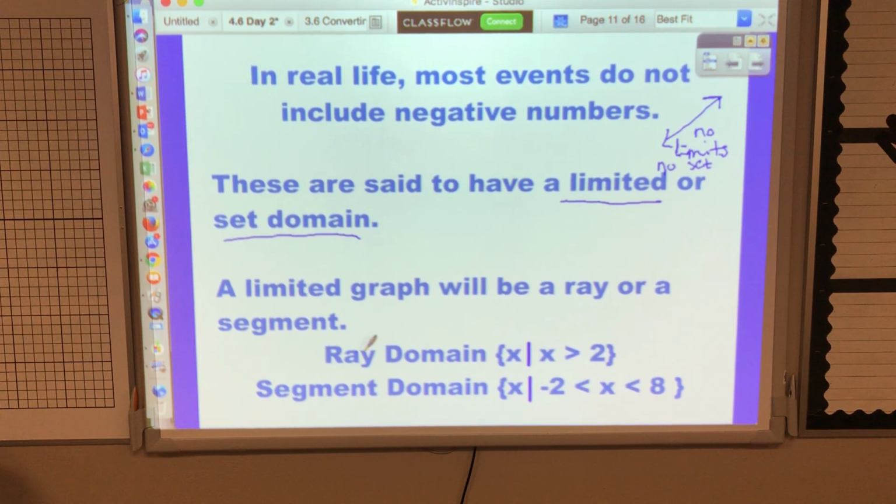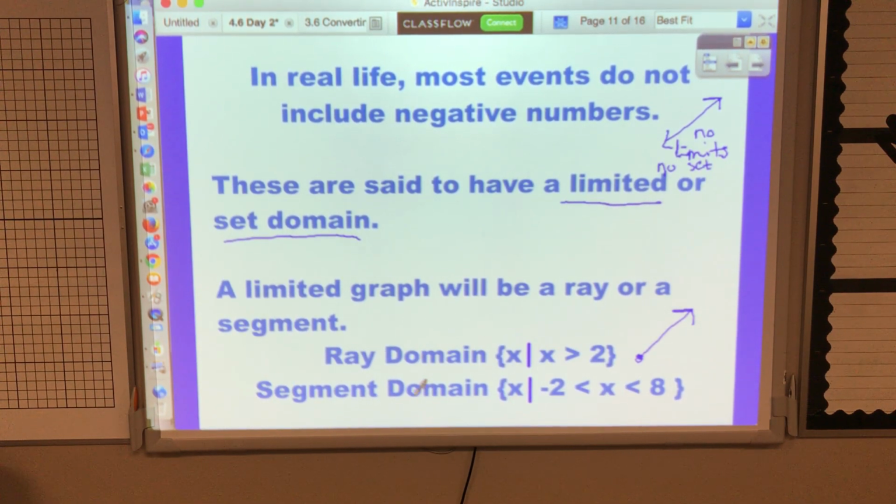Okay. And a ray, remember, is a dot at one end and keeps on going in one direction. And what that will look like is this right here. Your domain will be a set saying that the function's values of x here can be greater than 2. So this dot would be where x equals 2 and would keep going that way. If it was less than 2, it would start at the 2 and point the other way. And we'll try some of these in a minute.